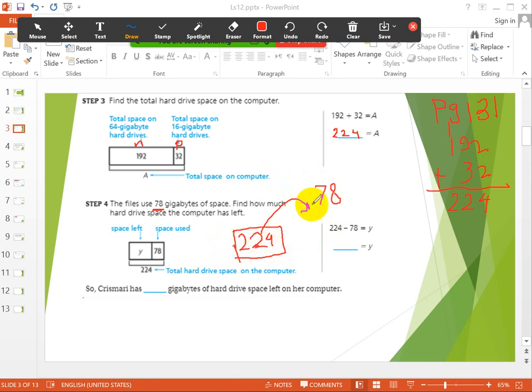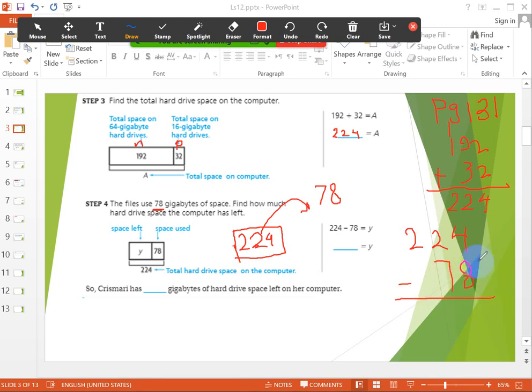78 from 224 gigabytes. Okay, so if you subtract, you can order the numbers under each other like this, as we learned. So to subtract 78 from 224, I have to order the numbers under each other as we learned.